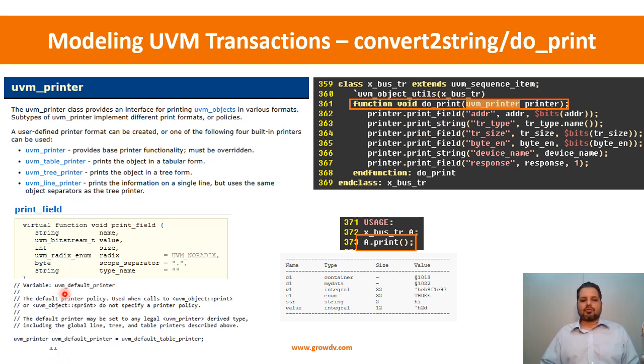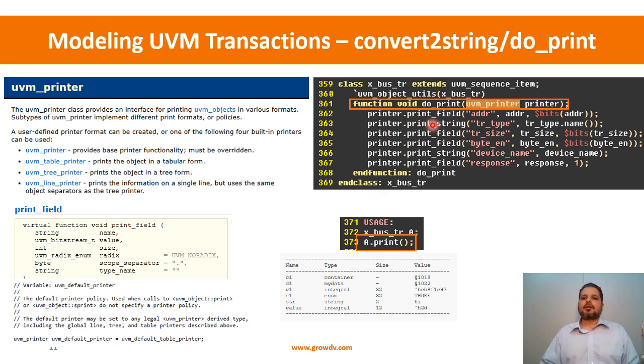I've just put how the print field works. You have print field, and it takes a string name and then the value and the size of it, right? Those are the three critical parameters that we specify. You can of course control radix. There's a scope separator, and there is a type name that you can specify. Of course, we are going to do the simple implementation over here.